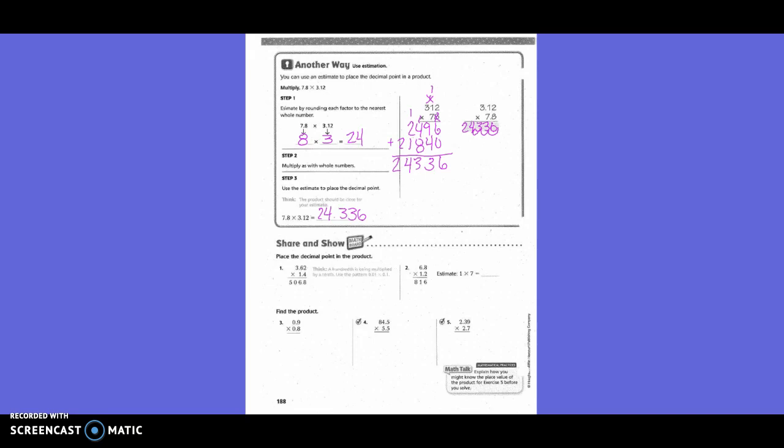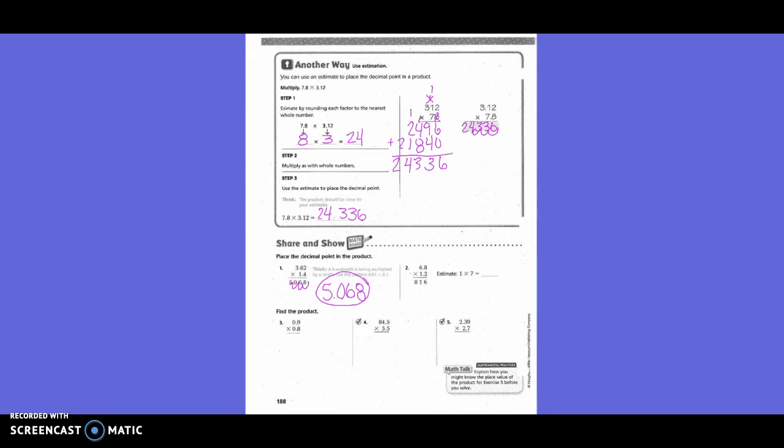So 3 62/100 has how many decimal places? 2. 1 4/10 has how many decimal places? 1. So how many places am I going to loop my decimal over? 3. So it'd be at the end here and I go over 1, 2, 3. So I'm going to rewrite that as 5 and 68/100.